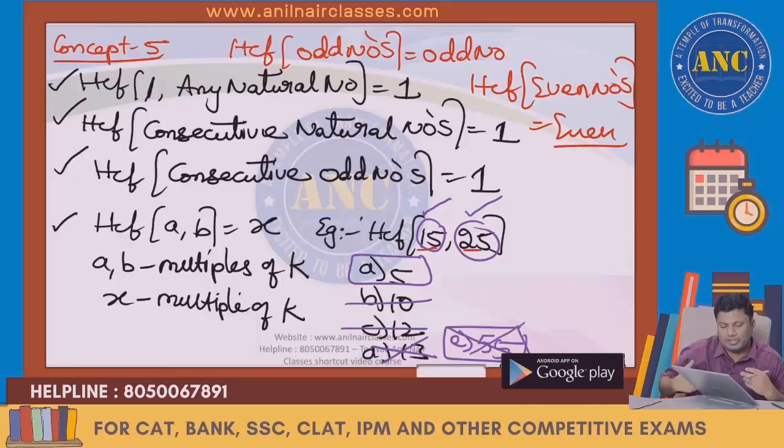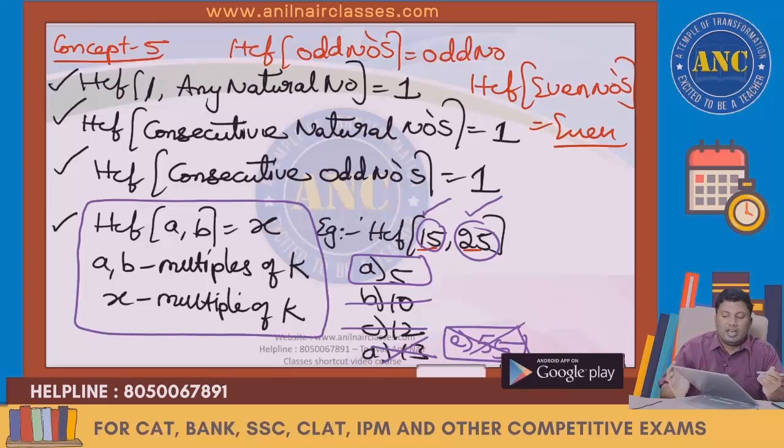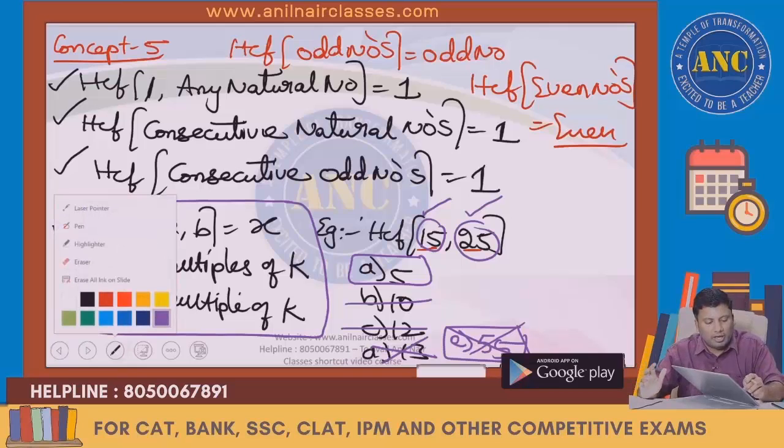Preliminary examples. In the slides, I kept some very good questions. Every key point is extremely important. HCF of 1 with any natural number is 1. HCF of consecutive natural numbers is 1. Consecutive odd numbers is also 1. If HCF of two numbers is x, and A and B are multiples of k, x also should be a multiple of k.